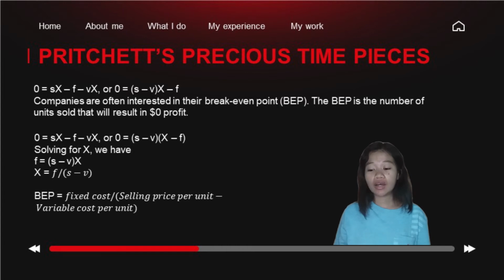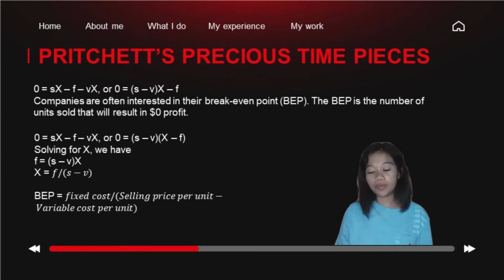Companies are often interested in their break-even point, or BEP. The BEP is the number of units sold that will result in zero profit. It has the same formula, but we substitute the profit with 0 and solve for X. We have F equals S minus V times X, and X equals F over S minus V. So BEP is equal to fixed cost over selling price per unit minus variable cost per unit.